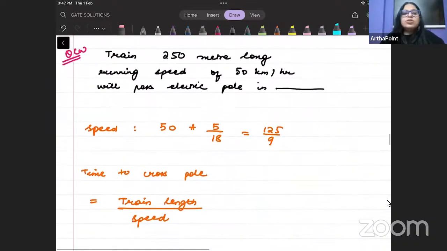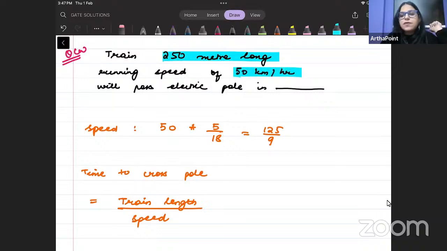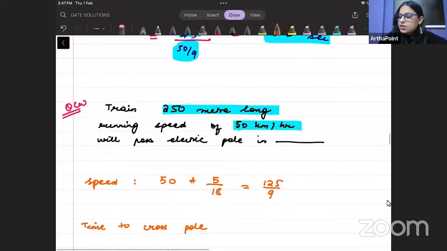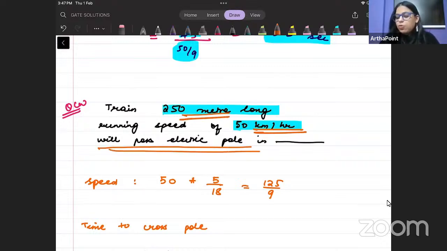Okay, come to the next question. This says there is a train which is 250-meter long, and the speed of the train is 50 km per hour. Again, notice the speed is given in kilometer per hour, while the length of the train is given in meters. It is asking you when will it pass the electric pole. So it is asking you the time.